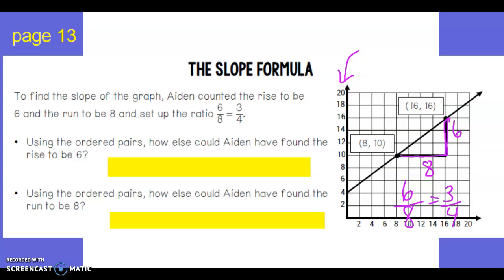But let's look at the actual ordered pairs and see if we could find a pattern. So what I'd like you to focus on are these 2 ordered pairs. The (16, 16), which goes with this point here, and the (8, 10), which goes with that point there. If we have these numbers here, the 6 over the 8, let's see if we could figure out a way that they got those. So starting with the y values, how could they have figured out that the rise was 6?